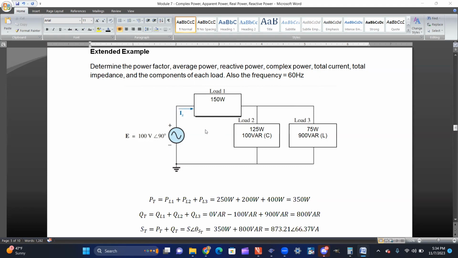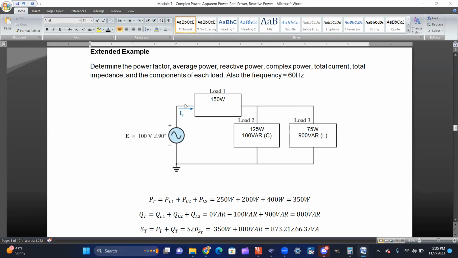Right here we have a series-parallel network, and the loads are given to you. Load 1 is 150 watts. Load 2 is 125 watts and 100 VARs, which is capacitive. That's what the C stands for. And load 3 is 75 watts and 900 VARs inductive. And then you have 100 volts at a 90-degree angle for your source voltage.